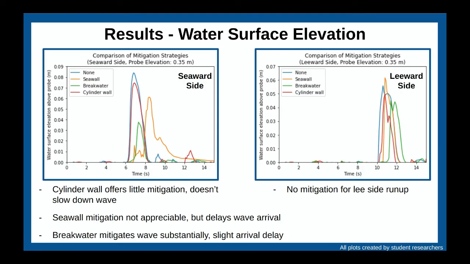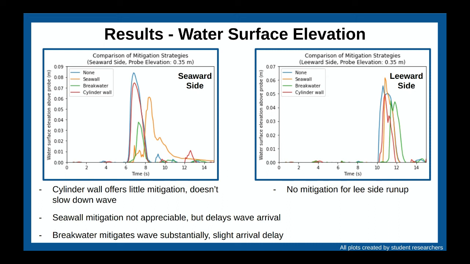Comparative plots displaying water surface elevation just above the still water surface on the seaward and leeward sides of the island are shown. The plot on the left shows that the cylinder wall offers little mitigation. Additionally, it's ineffective at slowing the arriving wave. The seawall mitigation is not appreciable, but wave arrival is delayed. Finally, the breakwater mitigates the wave substantially, reducing the water surface above the island and provides a slight arrival delay. Turning to the leeward side of the island, the plot on the right shows that no mitigation strategy is effective against leeward side runup.